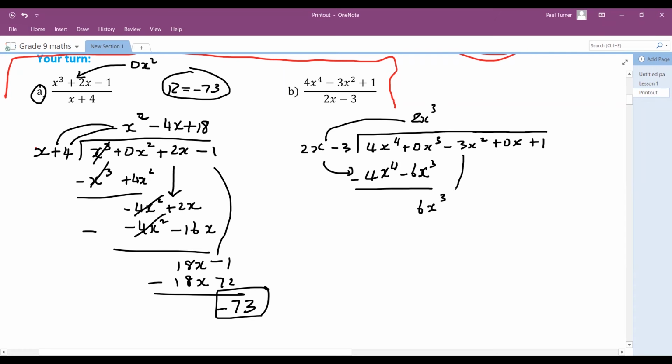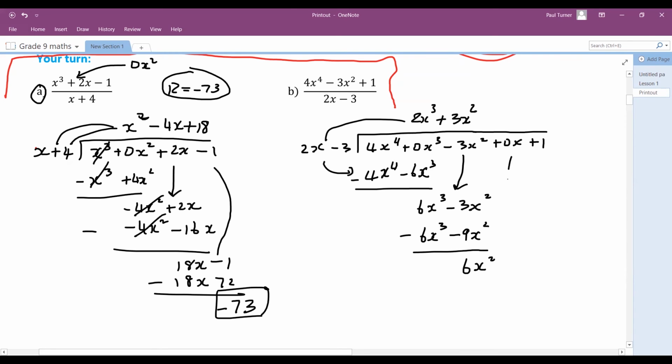Okay, bring down your minus 3x squared. Okay, so we've got 2x and 6. So this is going to have to be 3x squared, right? So 3x squared times 2x, 6x cubed, good, same. 3x squared times minus 3, minus 9x squared. Is everyone okay to there? Right? So minus 3 minus negative 9 is minus 3 plus 9, which will be 6x squared.